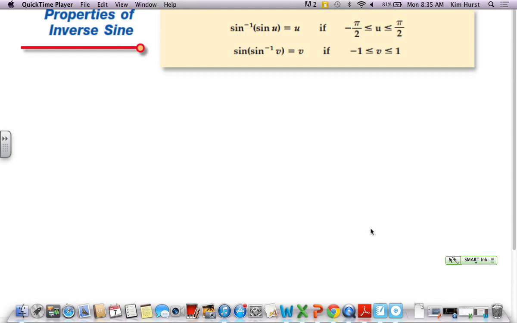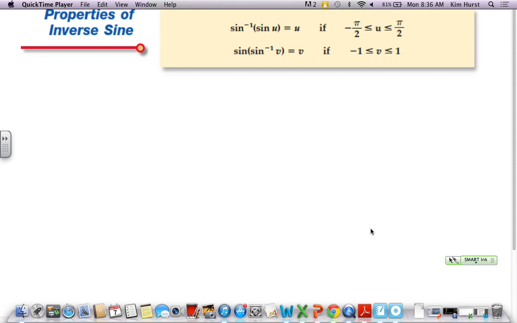Really important today: if you use a calculator for any of this, which you can for some of it and can't for some of it, make sure that it's on radian mode. If you have it in degree mode, it's going to mess it up. These are just properties of inverse functions. What's really nice is that they can do some things, but they're restricted.